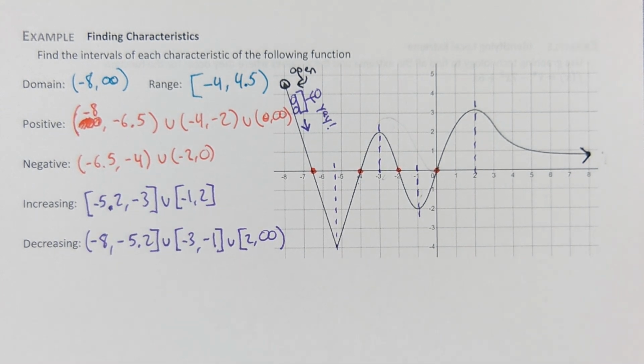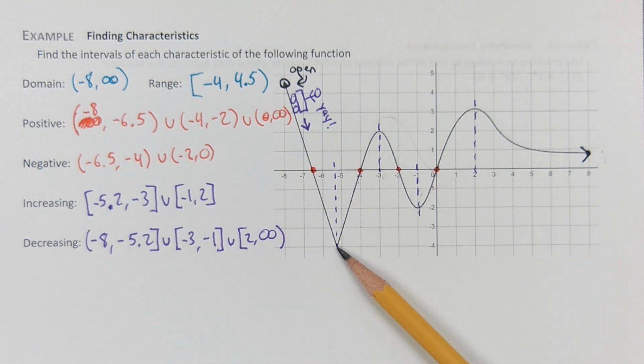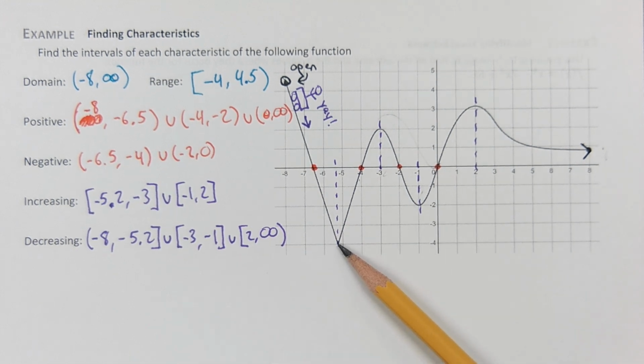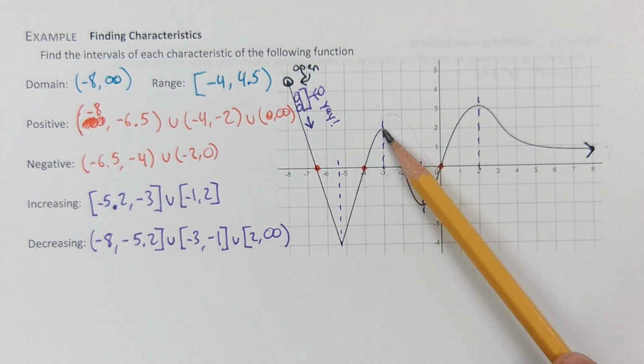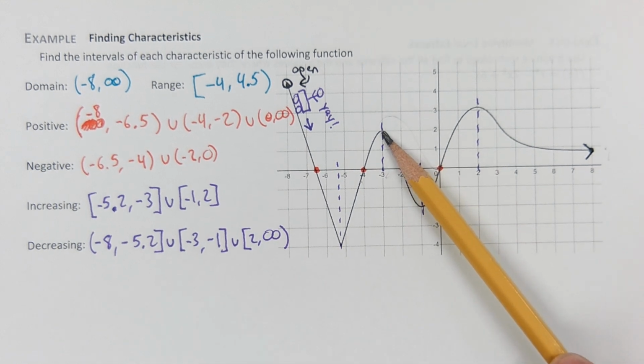So we have local maximums and local minimums. Local meaning in the general vicinity. So if you were right here, this is the lowest point in this general vicinity. So we could say that this point is the local minimum. This point is the highest point in this general vicinity. It's the local maximum.